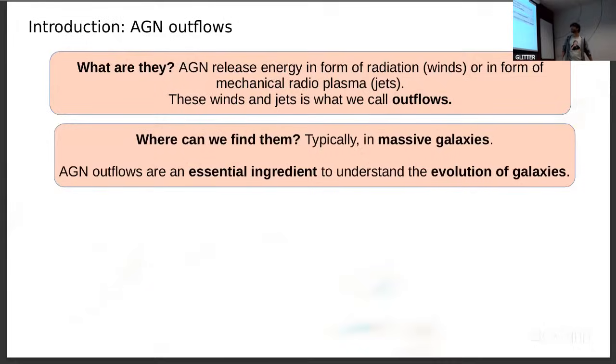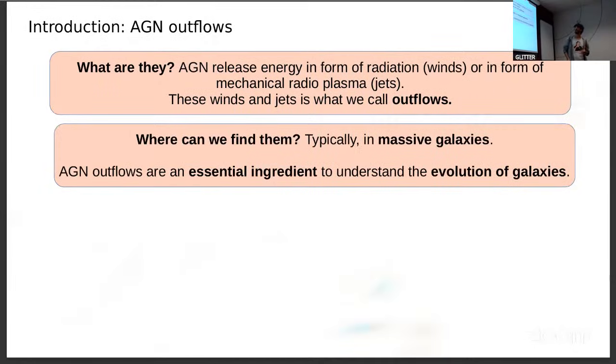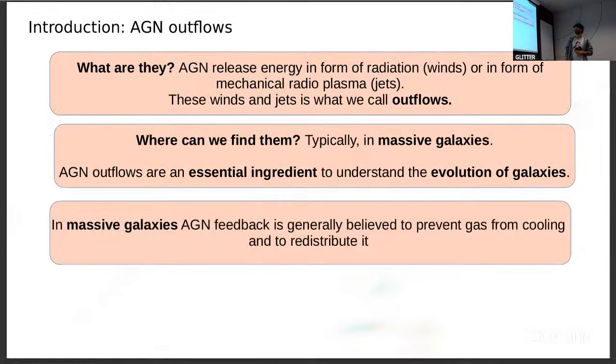AGN outflows, what are they? AGN release energy in the form of radiation, winds, or mechanical radio plasma jets, and these winds and jets, when interacting with the interstellar medium, are what we call outflows. They are typically found in massive galaxies, and they are an essential ingredient to understand the evolution of galaxies. In massive galaxies, AGN feedback is generally believed to prevent gas from cooling and to redistribute it, thus suppressing star formation.